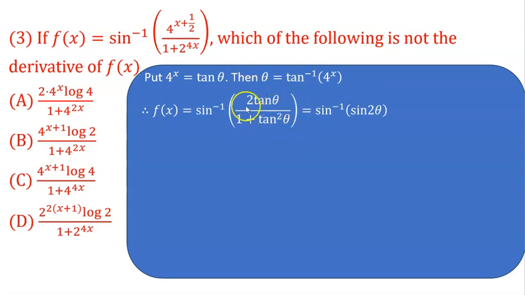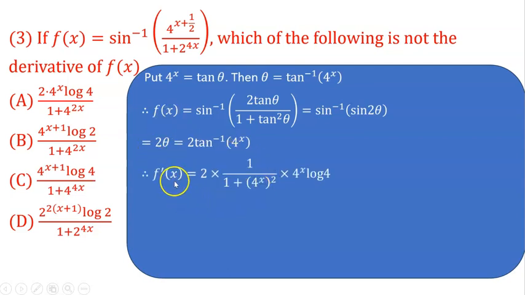And from the trigonometry formula, sine of 2 times theta is nothing but 2 times tan theta upon 1 plus tan square theta. This you have learned in 11th standard. Okay, the value of this is sine of 2 times theta. Now sine inverse of sine of 2 times theta is 2 theta. Okay, and therefore what is again theta? Theta is equal to tan inverse of 4 raised to x. This is f of x.